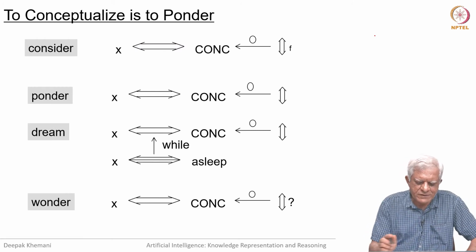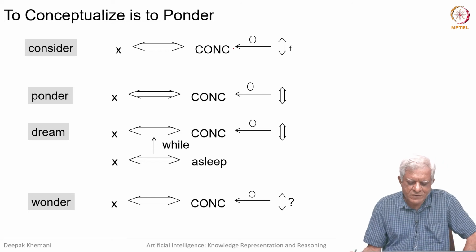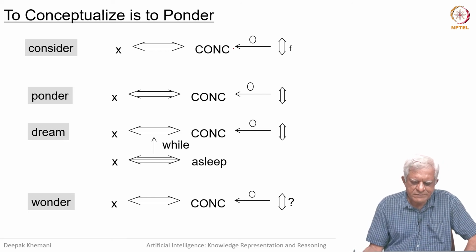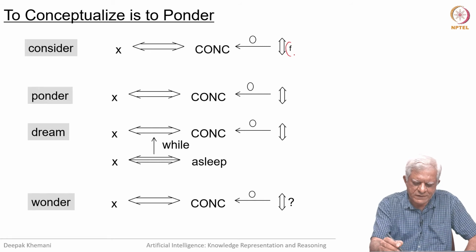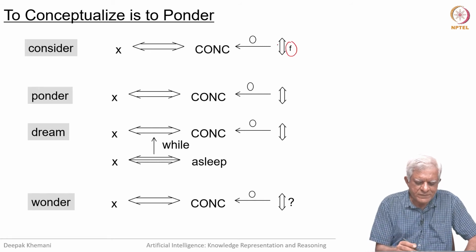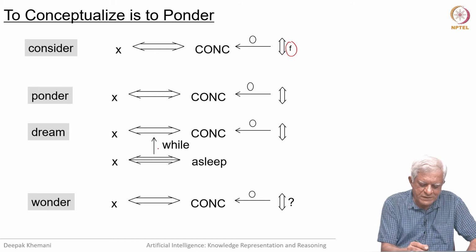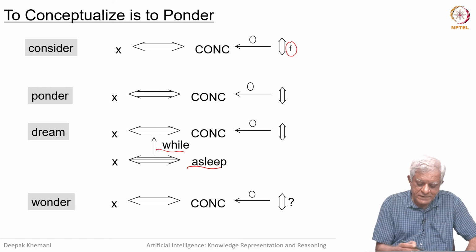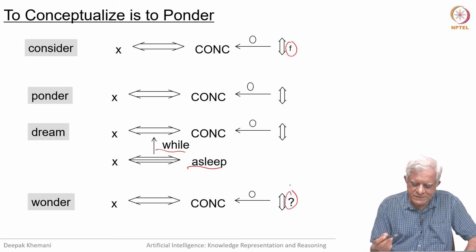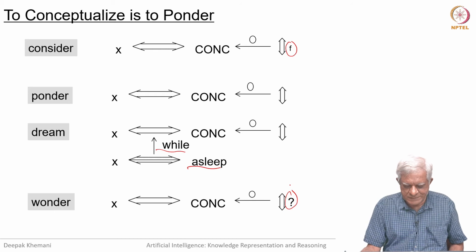So, various versions of this act conceptualize. Consider is to think of it in the future, ponder is to simply think about it, dream is to think about while you are sleeping, wonder is to wonder whether it will happen or not.